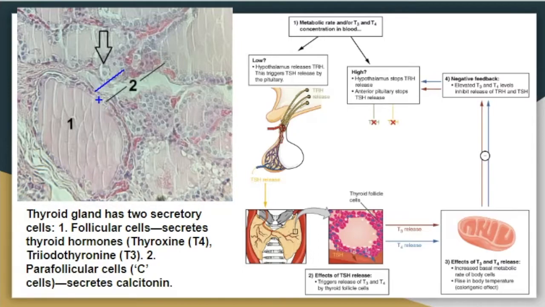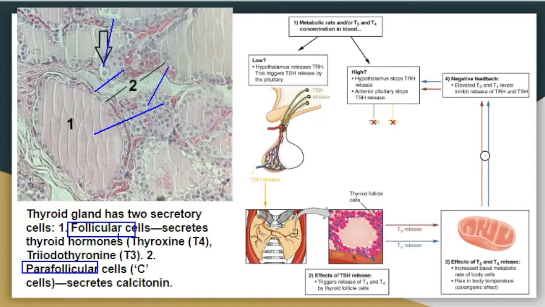which is made up of cuboidal epithelium, the inner lumen, which is filled with colloid, and the structures in between the follicles, which are the C cells or the parafollicular cells, and this arrow indicates this. So the basic idea is that the thyroid gland has two secretory cells. One are the follicular cells and the other are the parafollicular cells.